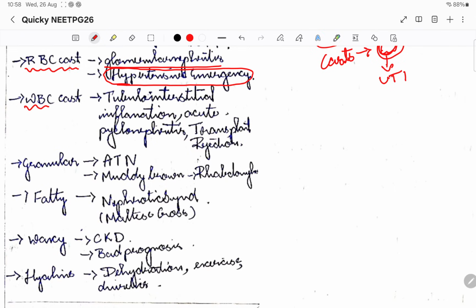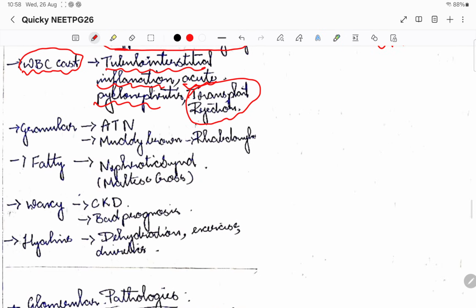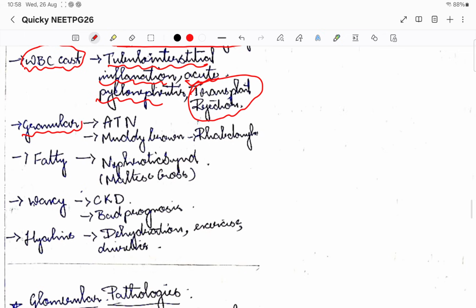If there is a WBC cast, it means that WBC is getting leaked out from the body, meaning tubulointerstitial inflammation is there and acute pyelonephritis is happening. So some inflammation or infection has happened, is what it means. So WBC casts. Then if there is a transplant rejection also, there will be WBC casts. Then coming to granular casts, it is acute tubular necrosis that is happening.